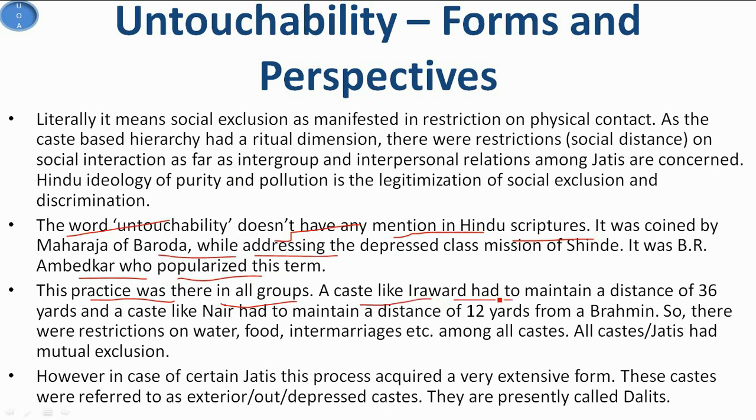A caste like Izhava had to maintain a distance of 36 yards, and a caste like Nayar had to maintain a distance of 12 yards from a Brahmin. So there were restrictions on water, food, intermarriage, etc. among all castes, and all castes and jatis had a mutual exclusion. However, in the case of certain jatis, this process acquired very extensive forms, and these castes were referred to as the depressed or exterior outcastes. They are presently called Dalits.